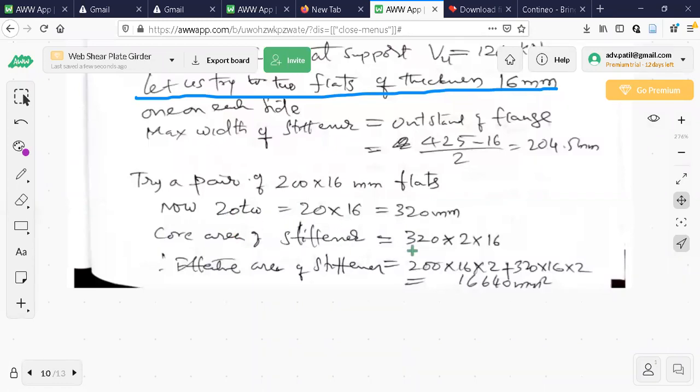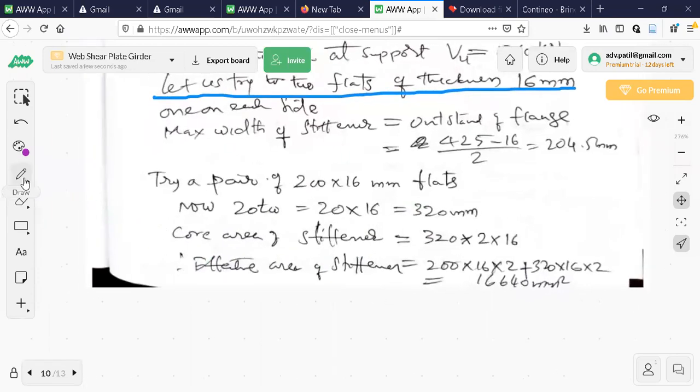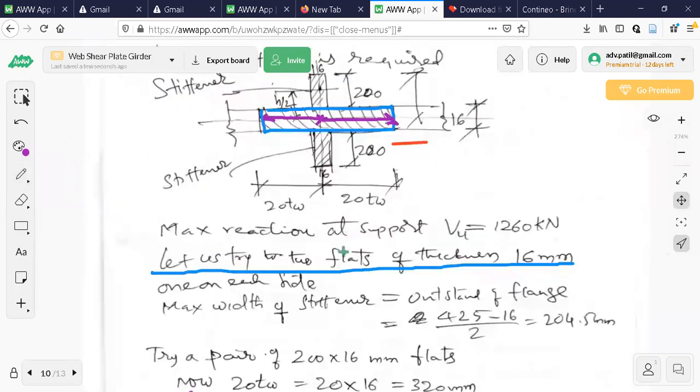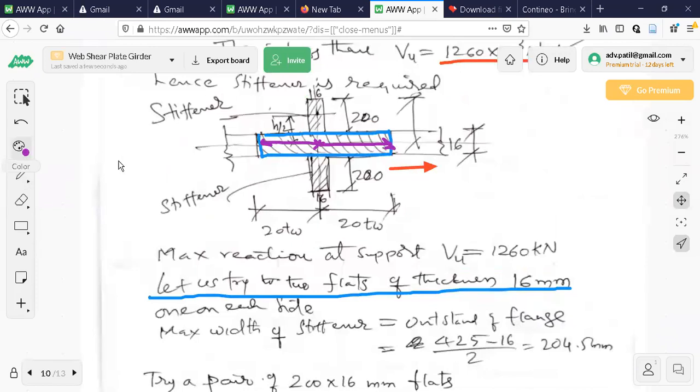Now the core area of the stiffener. Now observe here. When I say core area of the stiffener, what I mean by this is this one. What it means here is I am simply calculating the area of the web, the area of the web which is contributing to resisting the shear. Observe this, 320 into 16. You can see this one carefully here. What is the stiffener core area? See this one. How much is this area? You have to check here.